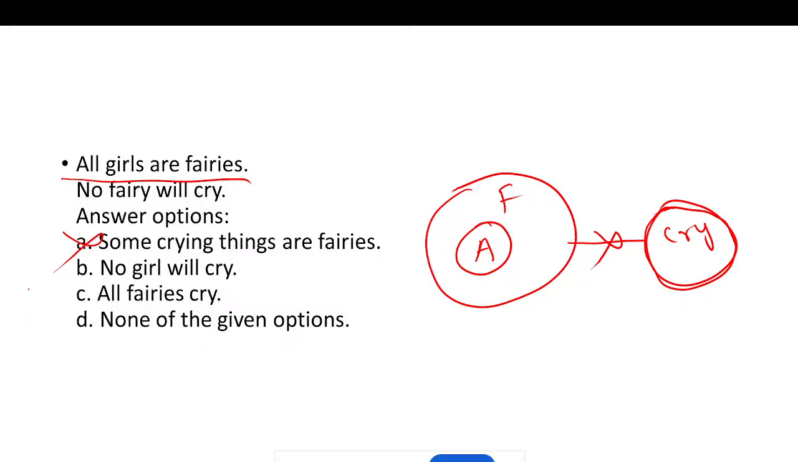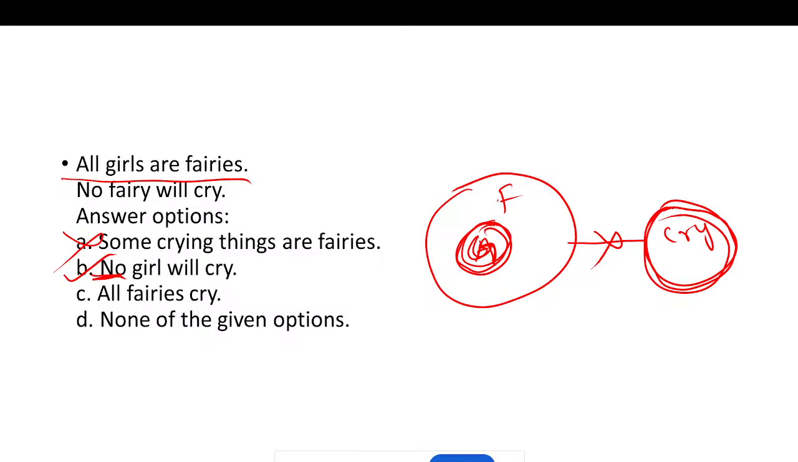No girl will cry. All girls are fairies and no fairy will cry. Okay, some crying things are fairies. Is there any relation between crying and fairy? No, cancel. No girl will cry. Okay, can we connect girl with the cry? No, because it is inside the fairy and there should be no relationship between fairy and cry. We cannot connect girl with cry, and also we are not able to connect. So whatever they are saying is true.